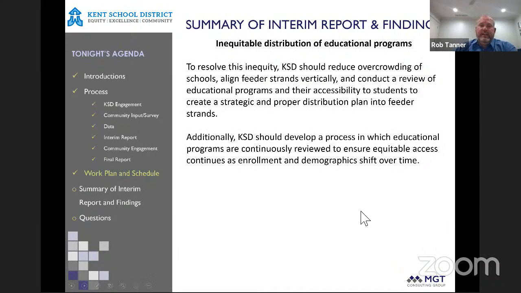Inequitable distribution of educational programs. This was something that came up quite a bit in our interviews, where some programs have been placed in schools based upon where there is space and not based upon where the need is. And I'm not going to say anyone's name or any school name, but I did speak with a principal who was very concerned about some of their inclusive education students that had sensory issues and were on the bus for 30 minutes or longer.